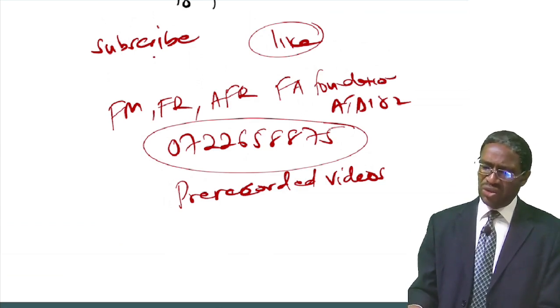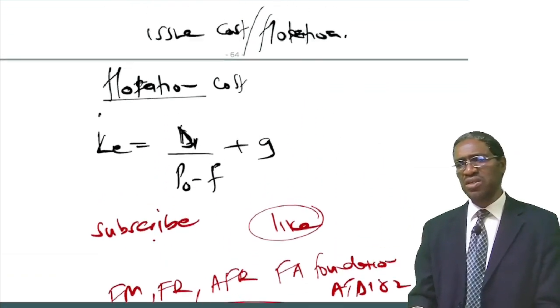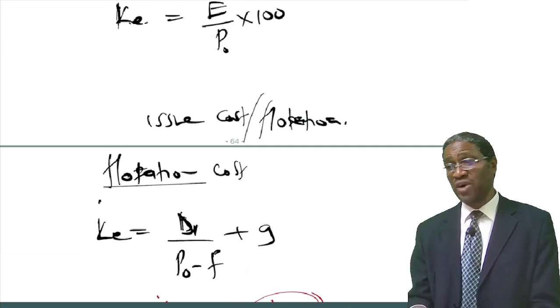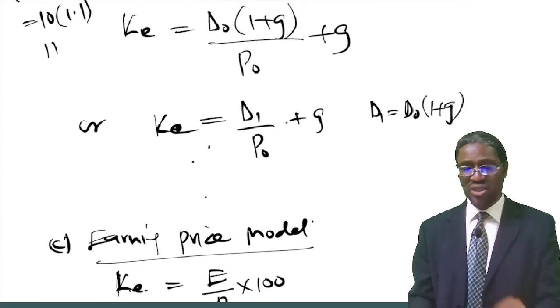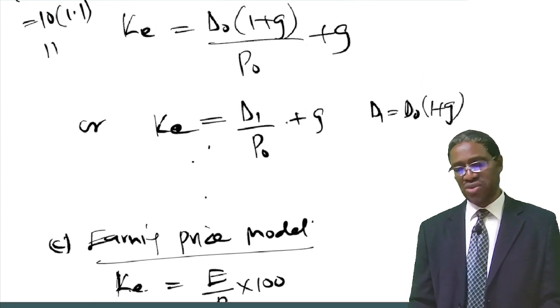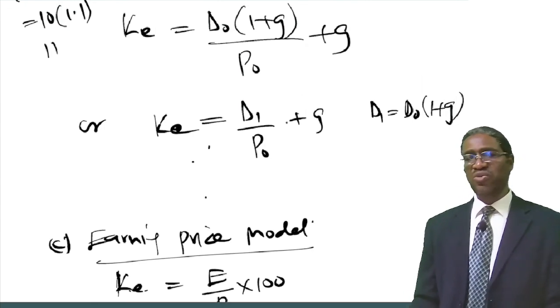Now I think we can continue. We can put down something on what we have already said. We have so far discussed how to compute the cost of ordinary shares. So let's put down what we have so far said.